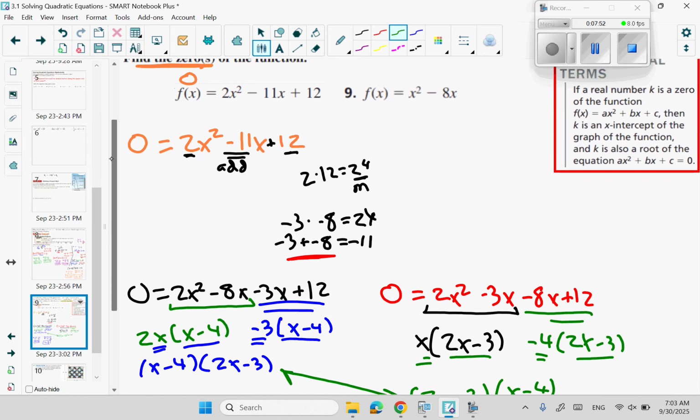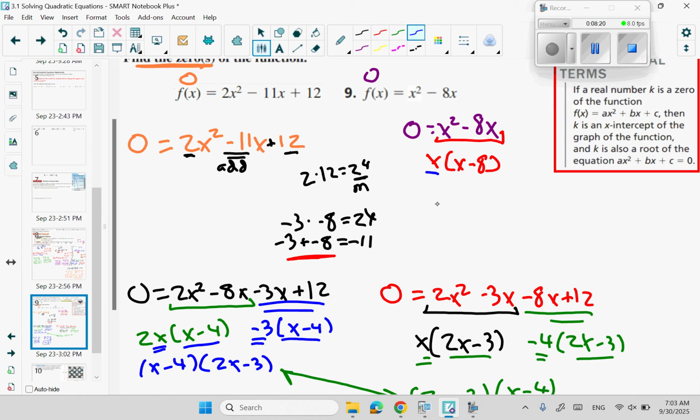Okay, this one. Now this one is interesting. I get 0 equals x squared minus 8x. You'll notice I have no c term. That's perfectly fine because I actually have two terms, which means I can technically factor by grouping here, because to factor by grouping, you need an even number of things. So I can take an x out of both of those, leaving me with x minus 8.